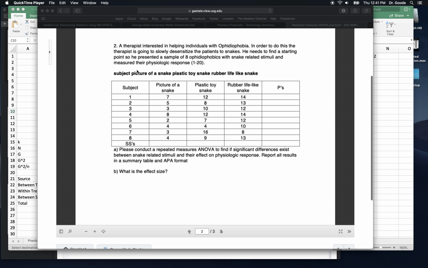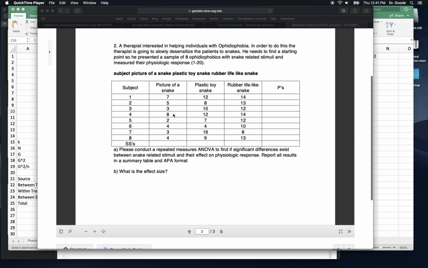Here, a therapist is interested in helping people with ophidiophobia, which I guess is fear of snakes. So they're going to slowly desensitize the patients to snakes. We're getting a sample of 8 ophidiophobics, presenting them with snake-related stimuli, and measuring their physiological response, whatever that is. These are measures of some physiological response, and presumably a higher number indicates more anxiety.